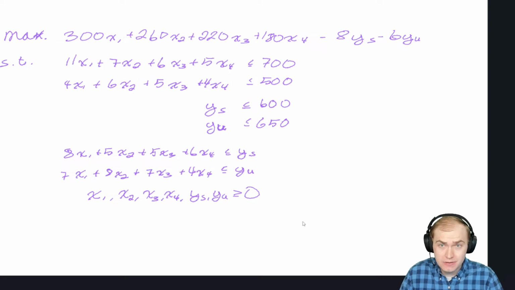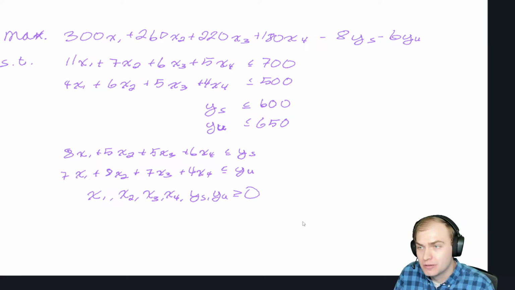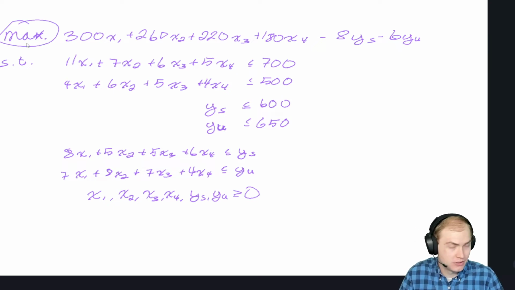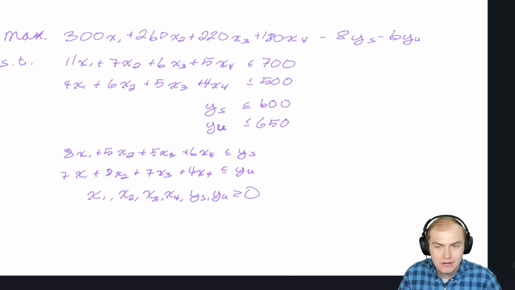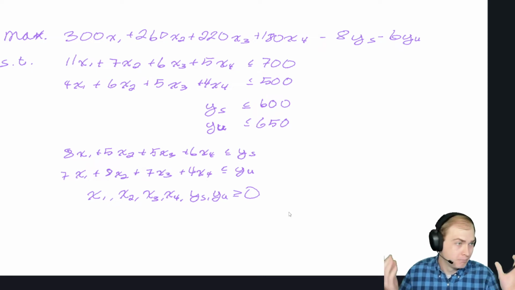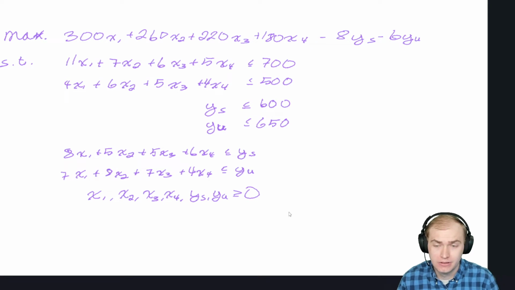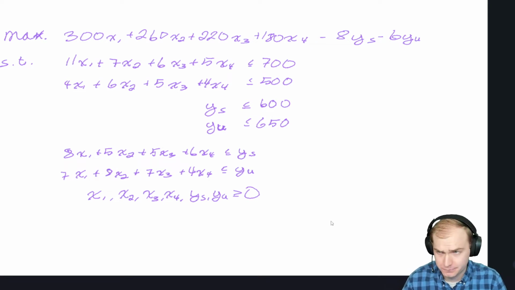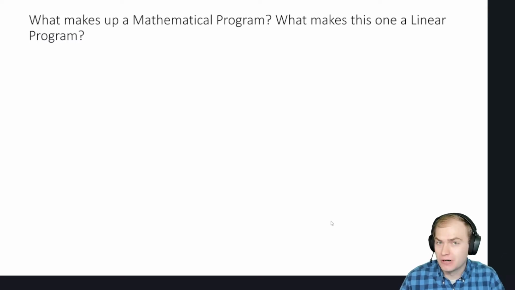So we're going to be looking at a lot of formulations that look very similar to this. Our objective function, the sense that we want to optimize that objective function in, a list of constraints, and a non-negativity clause. Or in some cases, you might want negative variables, and you would list that down here at the bottom as well. So what makes up a mathematical program? I just went over that.